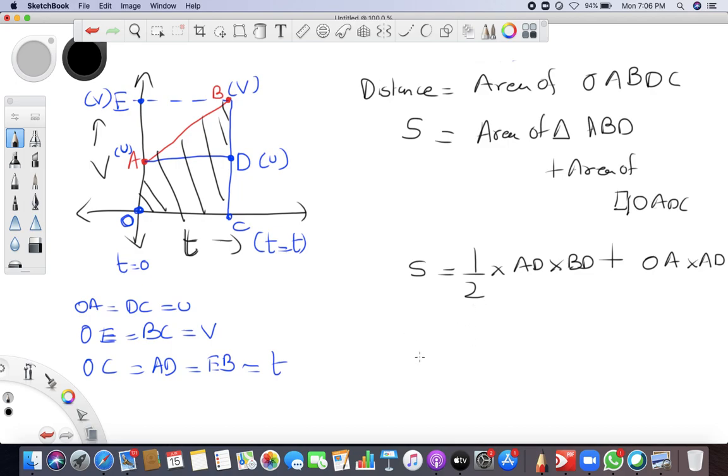Again, I repeat. Area of triangle, how are we going to write? One-half base into height. So one-half AD into BD. And the area of rectangle is length into breadth. Now, see here. AD. What is your AD? Your AD is t. And what is your BD? Come on, what is your BD?